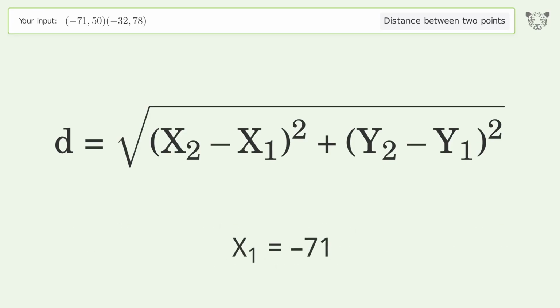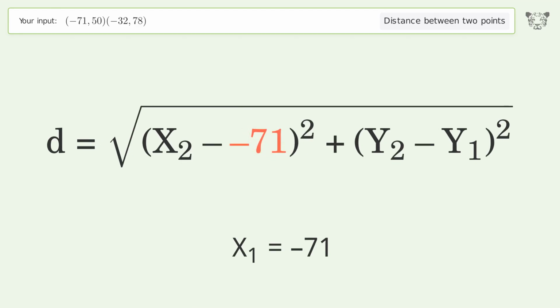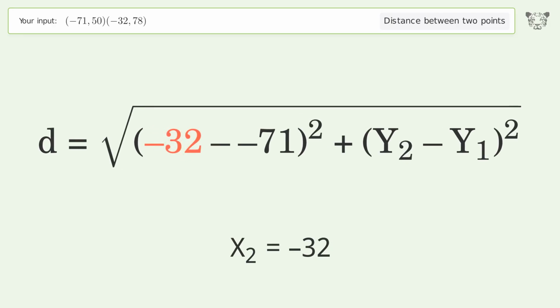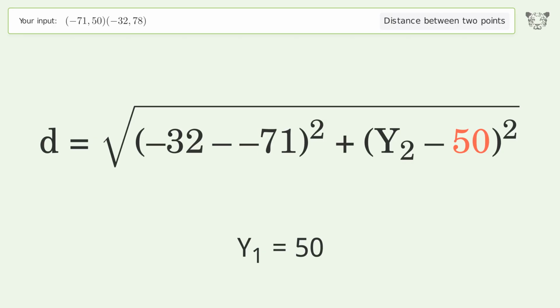x1 equals -71. x2 equals -32. y1 equals 50. y2 equals 78.